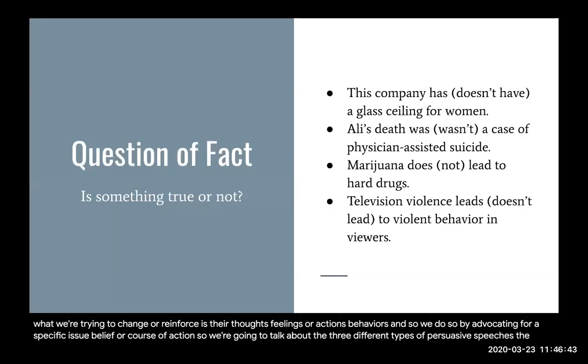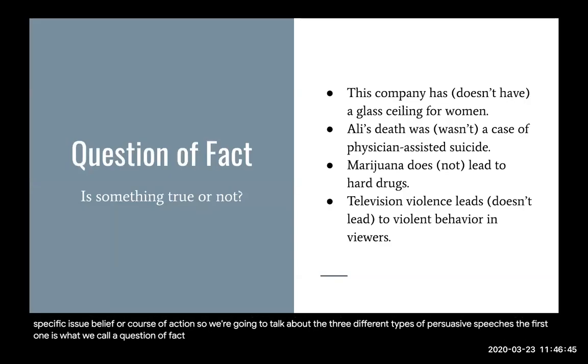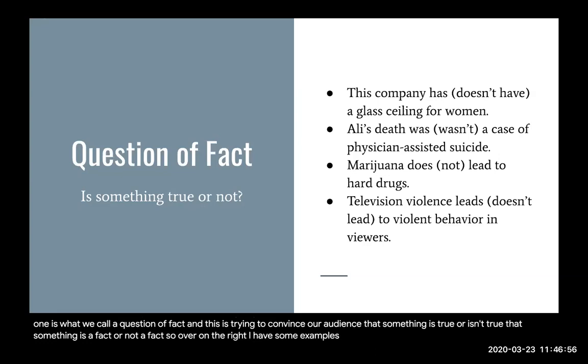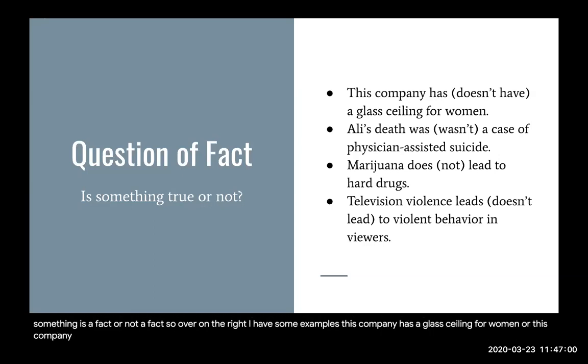The first one is what we call a question of fact. And this is trying to convince our audience that something is true or isn't true, that something is a fact or not a fact. So over on the right, I have some examples. This company has a glass ceiling for women, or this company doesn't. Ali's death was a case of physician-assisted suicide, or it was not. Marijuana is a gateway drug. Marijuana is not. Television violence leads to violent behavior, or it does not.